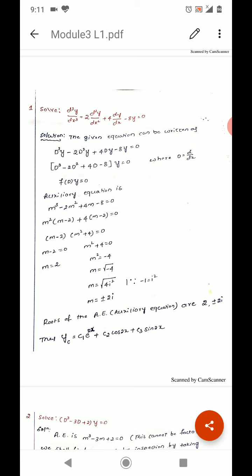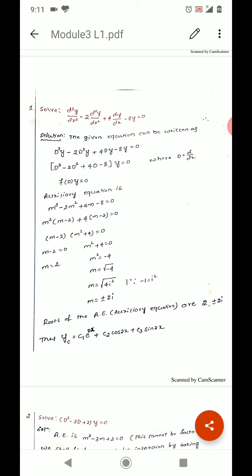So by taking m square common from the first two terms, we'll get m square of m minus 2, and taking 4 as common factor from the second two terms, we'll get 4 of m minus 2. Therefore it will become m minus 2 into m square plus 4 equal to 0. So from m minus 2 equal to 0, we will get m equal to 2, and from m square plus 4 equal to 0, we will get m equal to plus or minus 2i. Therefore the roots of the auxiliary equation are, first one is 2 and second is plus or minus 2i.